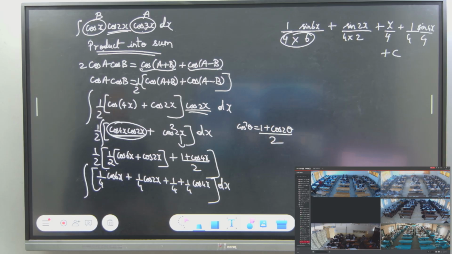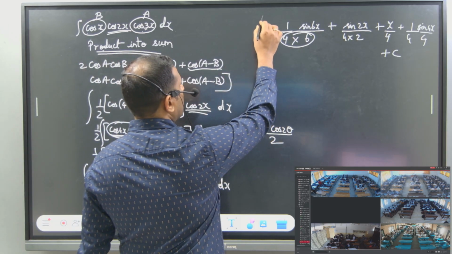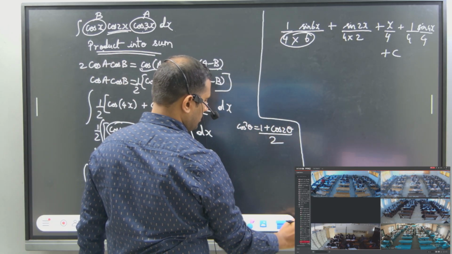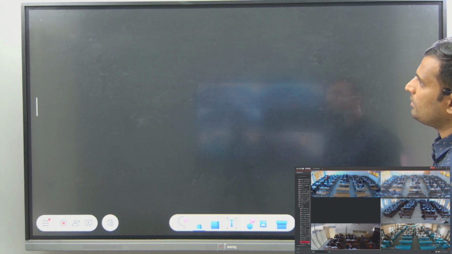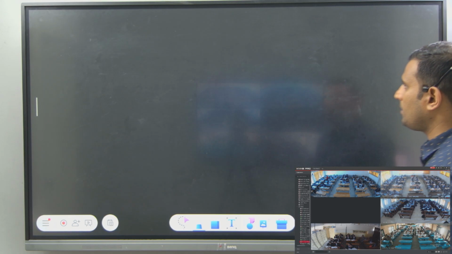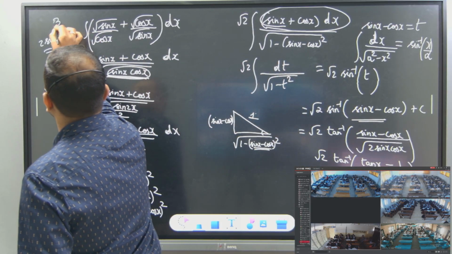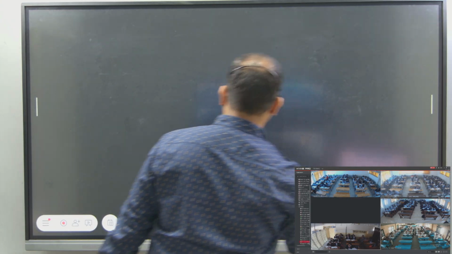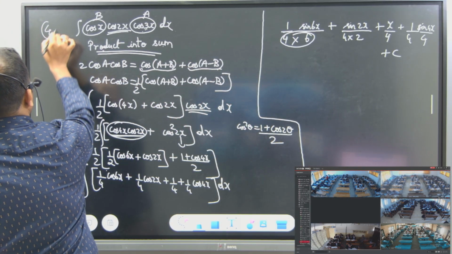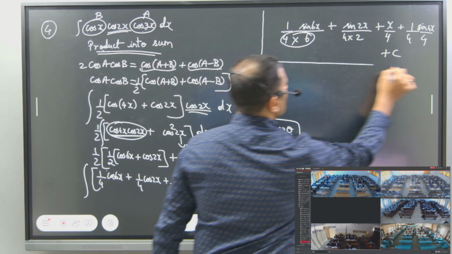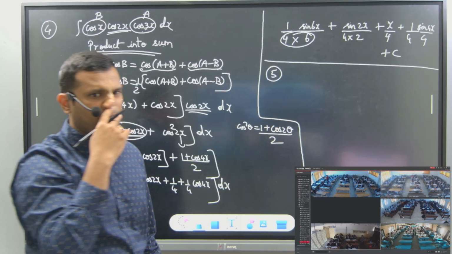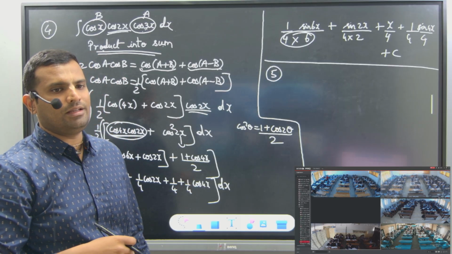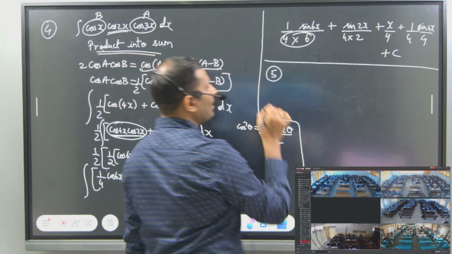Okay, next concept that I want you to learn. This was the third problem, this is fourth. Now the fifth problem. In CET many times they have asked; the fifth problem is based on an identity. Okay, what is the identity?